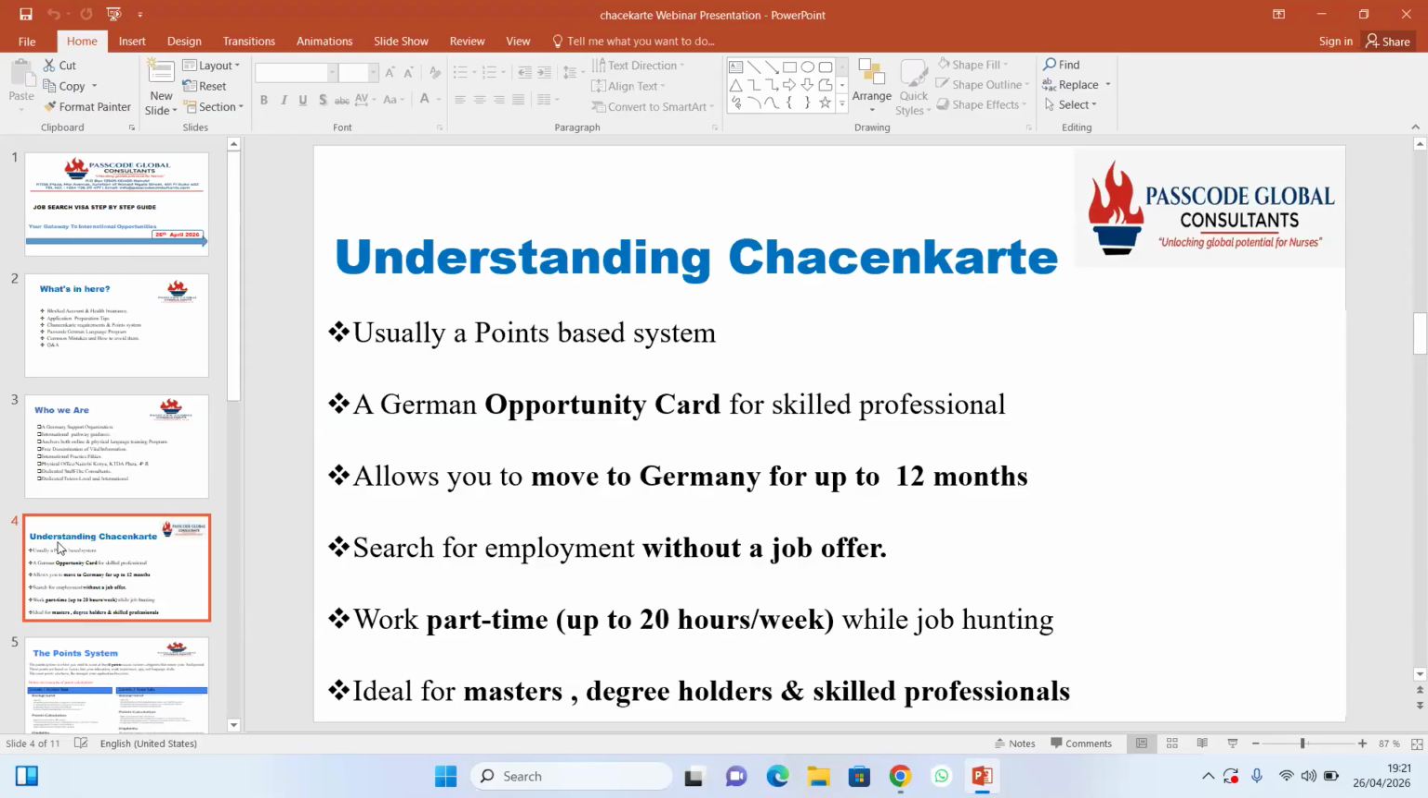Another good advantage is you get to go to any German speaking country. The good thing with the German language is once you have the German visa, you can go to Austria, you can go to Luxembourg, you can go to Switzerland, any German speaking country.